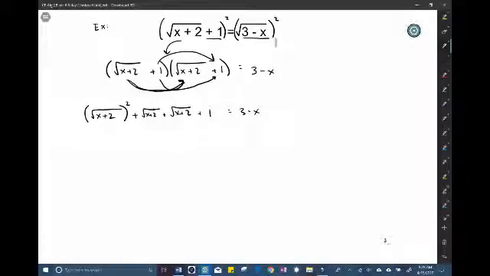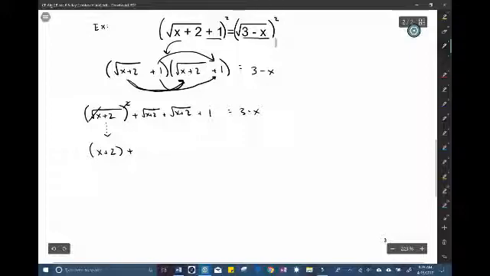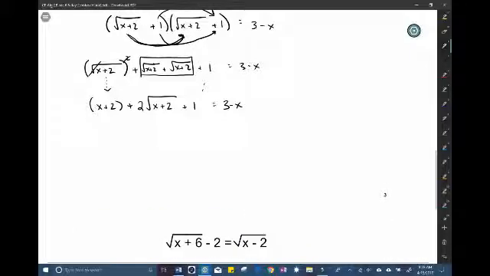So what we have going on here is, well, in this case, it's kind of nice because this is just going to, poof, disappear. That's just going to become a regular x plus 2. Okay, the squared and the square roots will cancel. Plus, we essentially have 2 of these. You can add radicals that are the same. So you have 2 square roots of x plus 2, and then we have a plus 1 equal to 3 minus x. Alright, from there we can start to shake and bake some more.